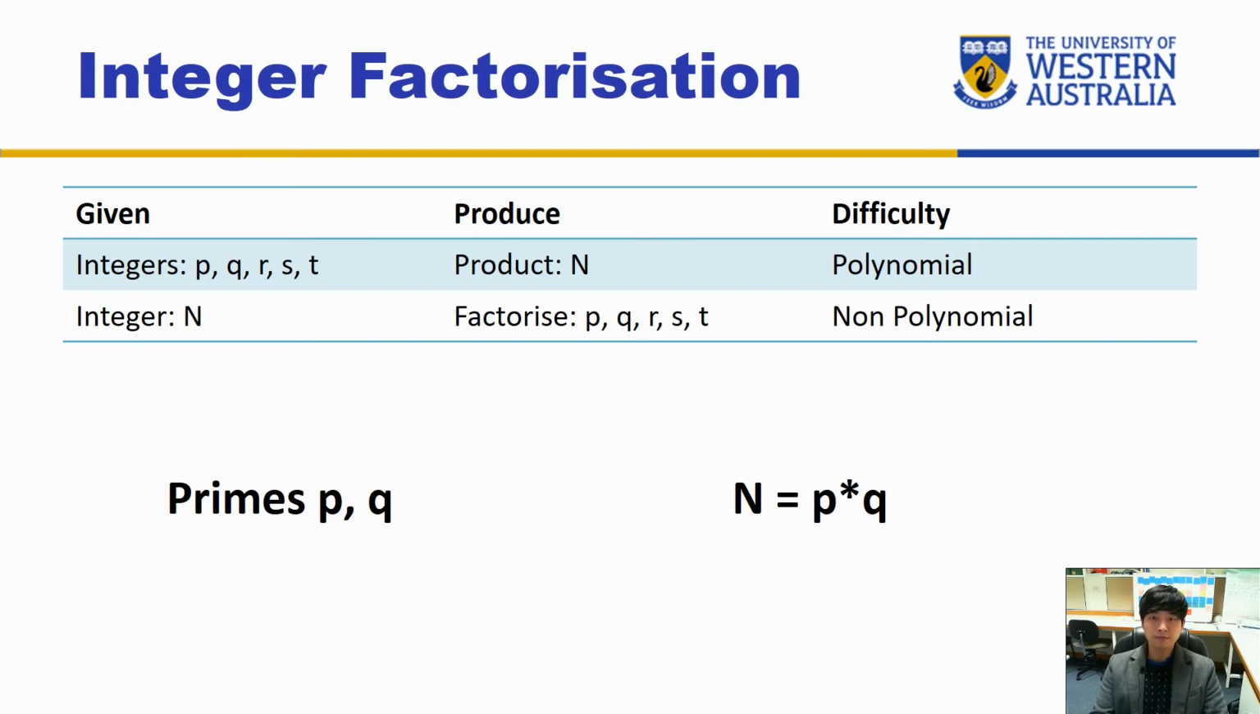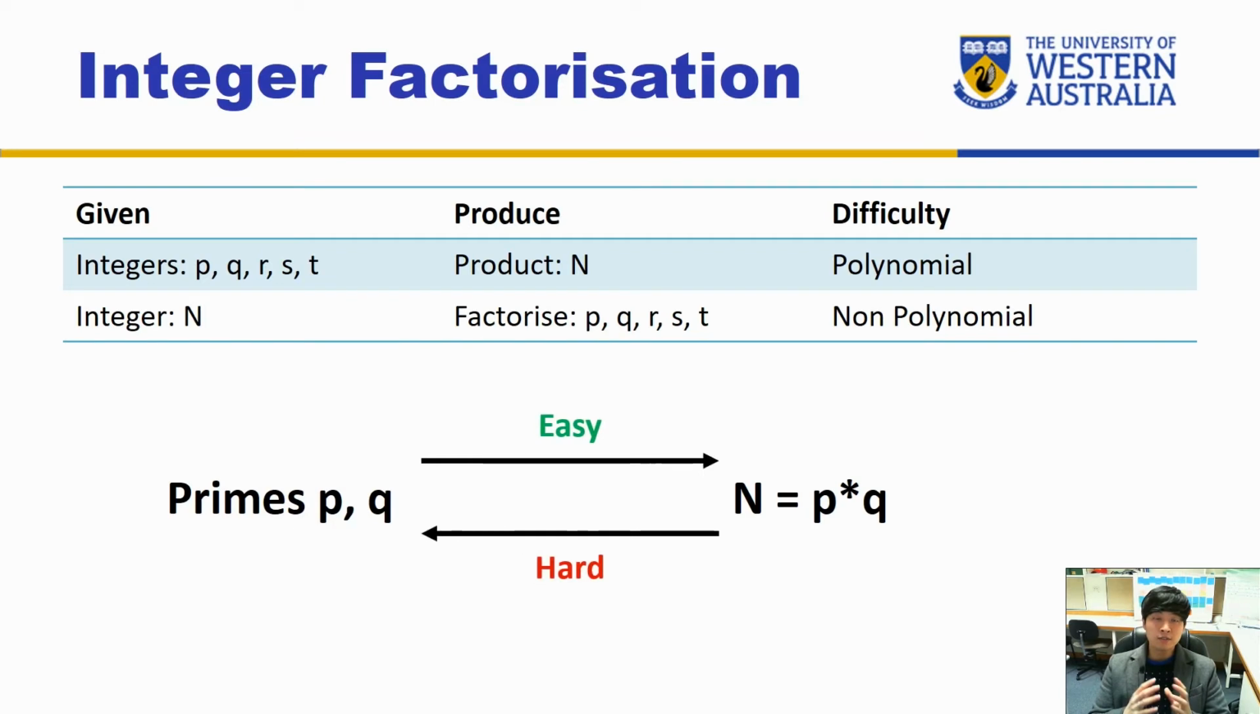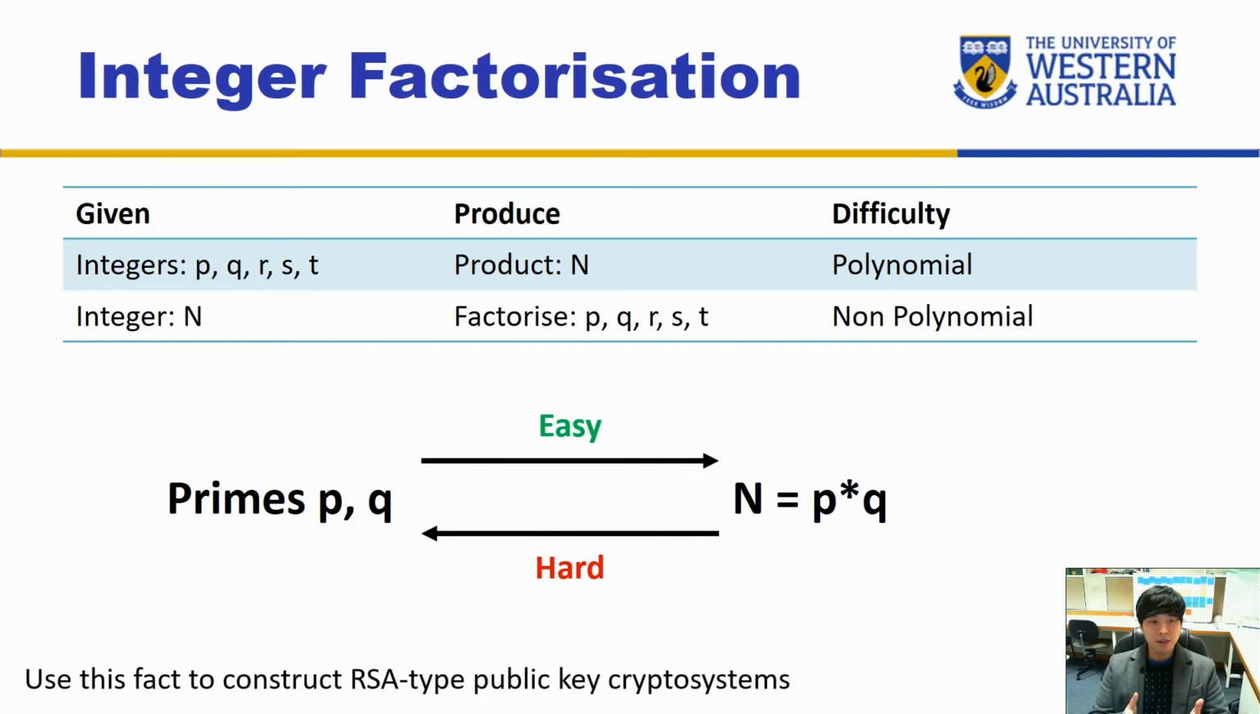So given primes p and q, computing the product value n is easy. However, given n, trying to retrieve the prime values p and q is hard. And we are using this fact to construct the RSA type public key crypto system.